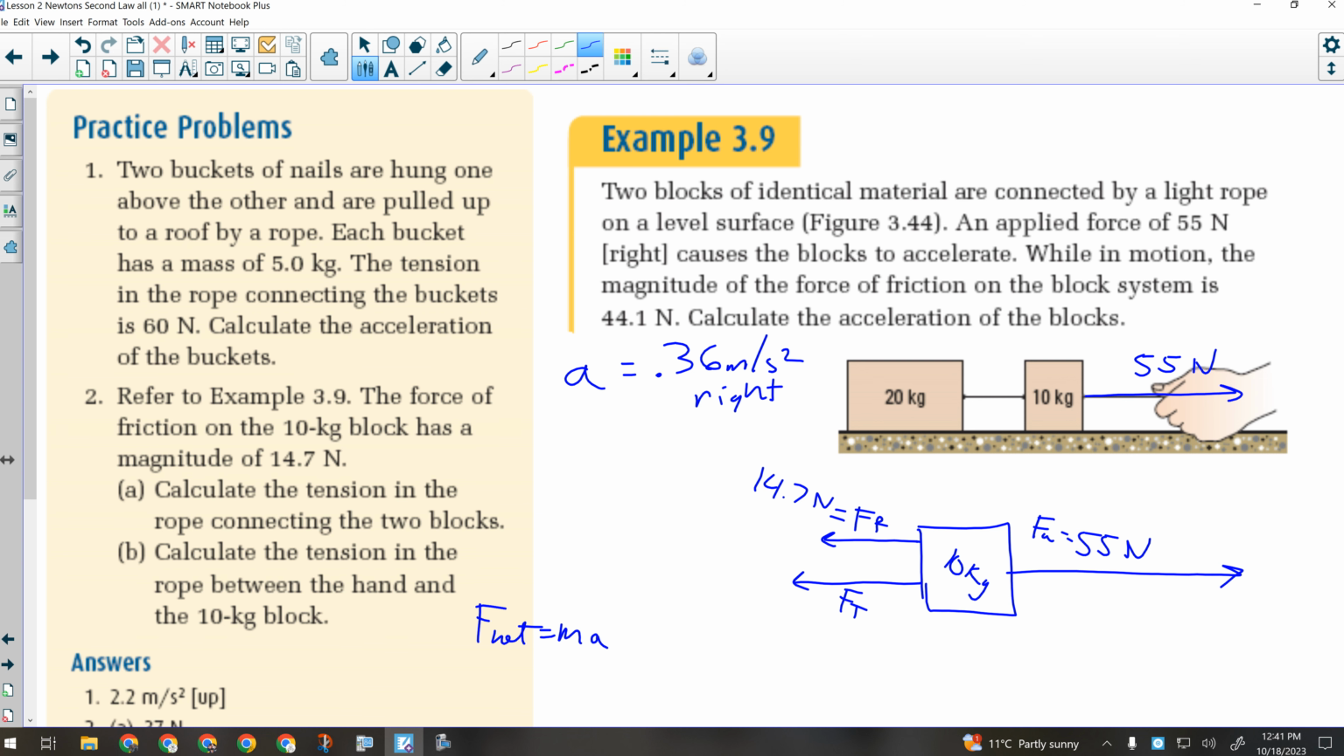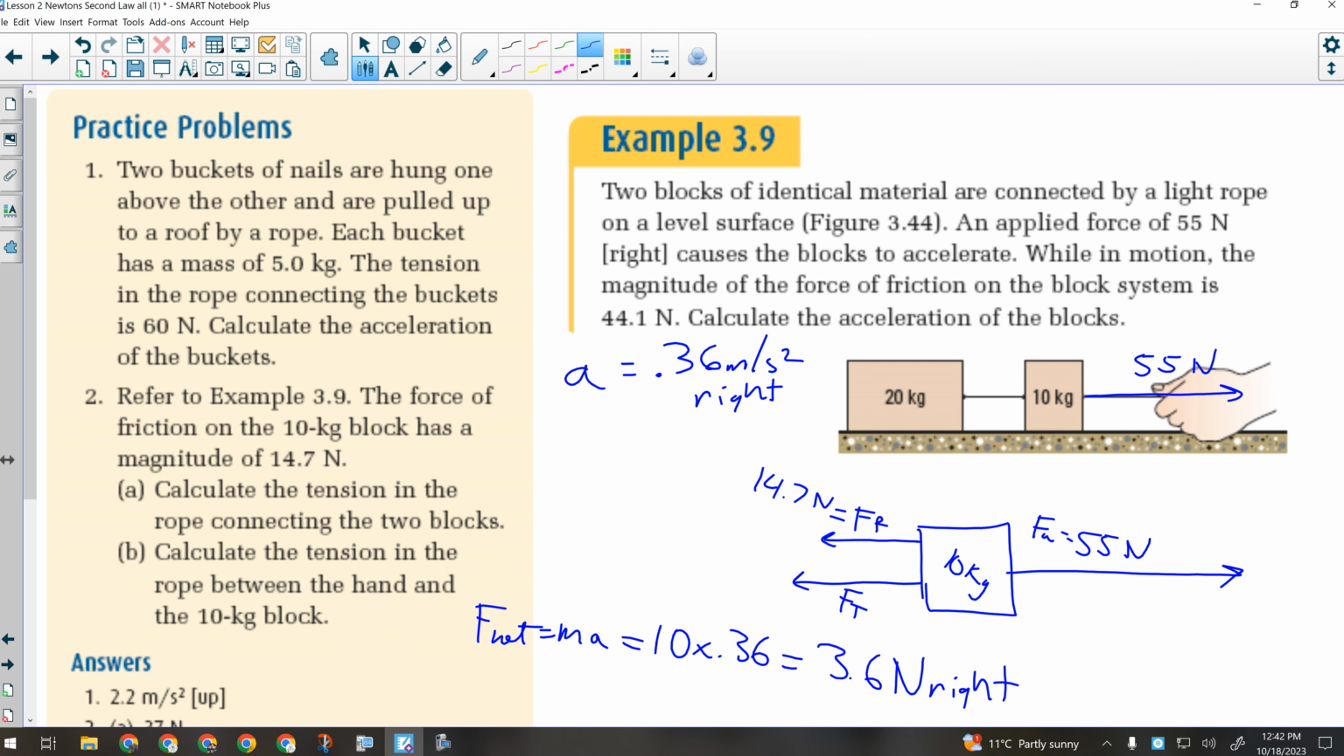Okay? So I can calculate F net because the 10 kilogram block has a mass of 10 kilograms, and it has an acceleration of 0.36 meters per second squared, because that's the acceleration of the whole system. That means that my net force is 3.6 newtons to the right. Is everyone okay with that?